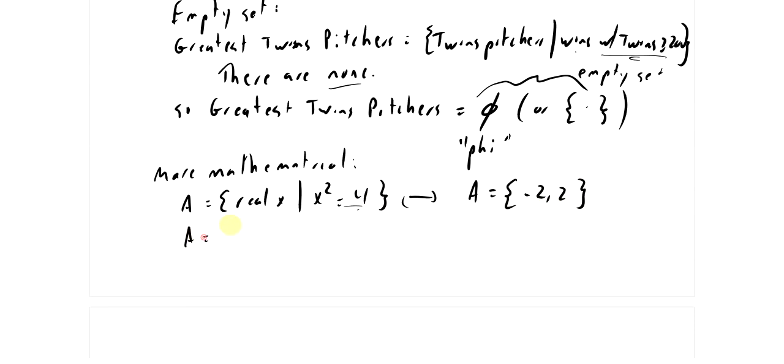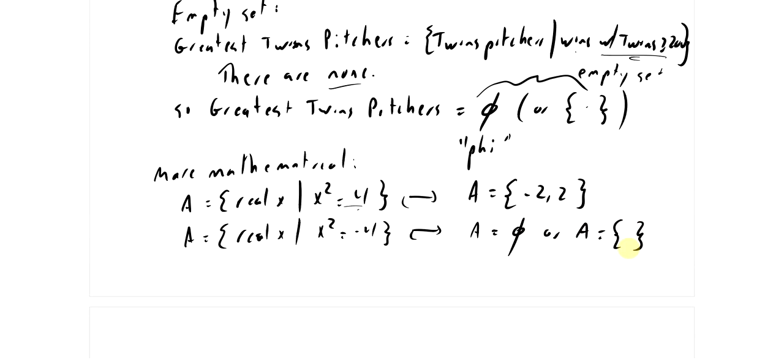We can also say, suppose we want all real numbers that solve the equation x squared equals minus 4. Well, there are no numbers, right? Square root of minus 4 is imaginary. And so that gives us our empty set. Right? Or just no list. So, sets you can say by properties, or you can say them by listing them.